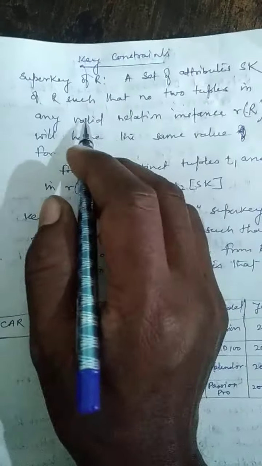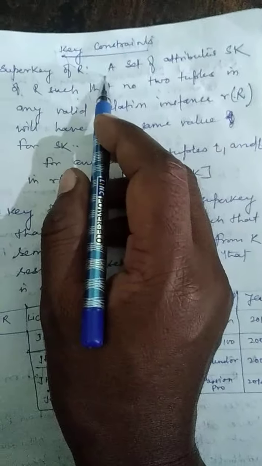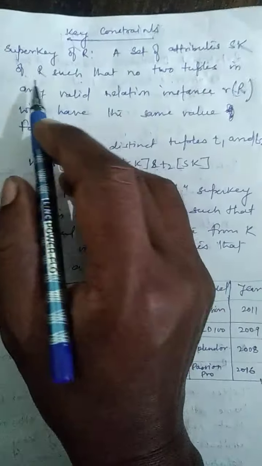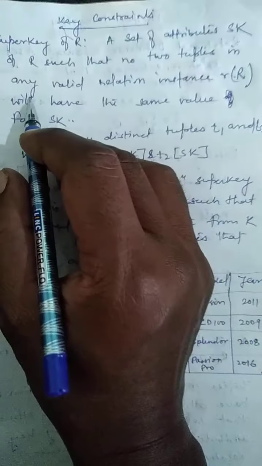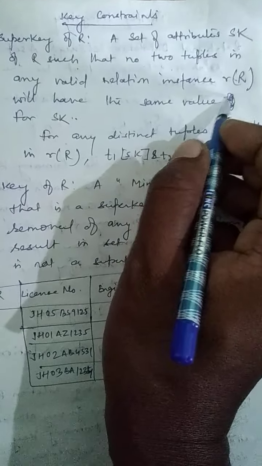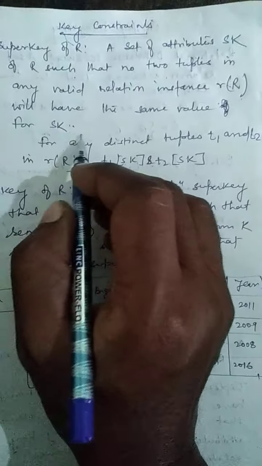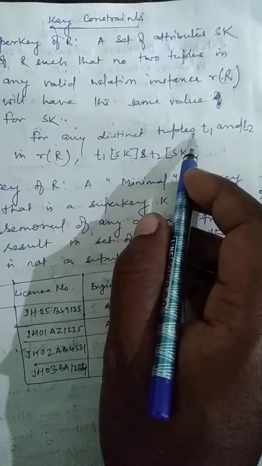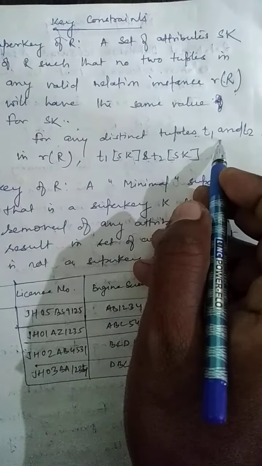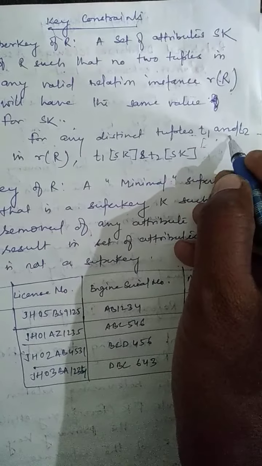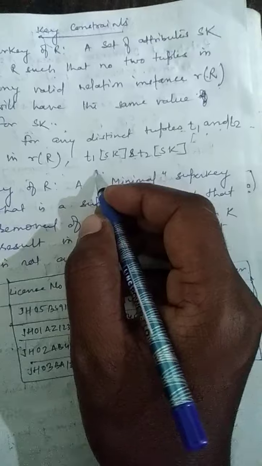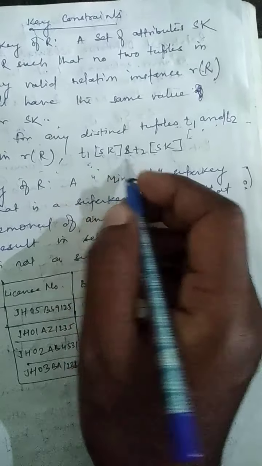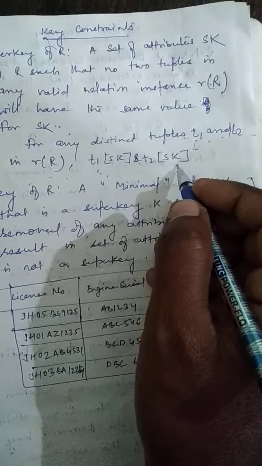Key constraint, super key of R. A set of attributes SK is a super key of R such that no two tuples in any valid relation instance r(R) will have the same value for the super key. For any distinct tuples t1 and t2 in r(R), t1[SK] is not equal to t2[SK].